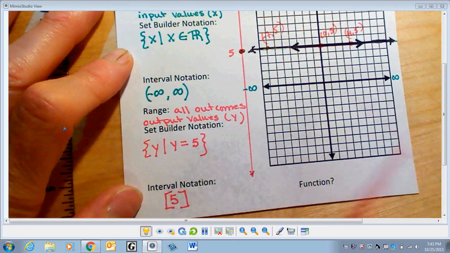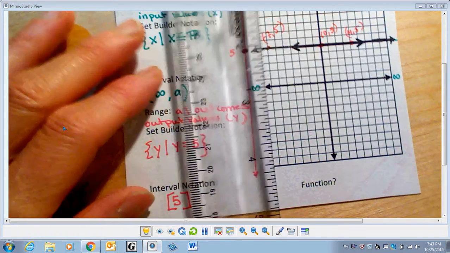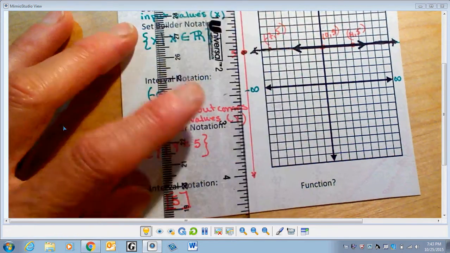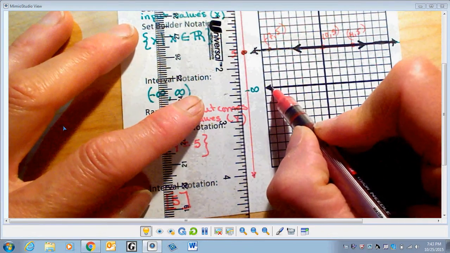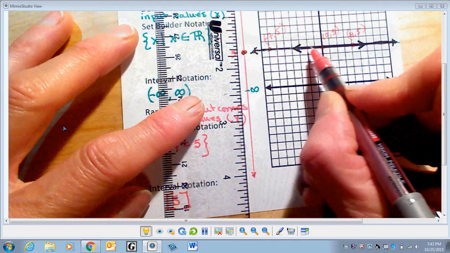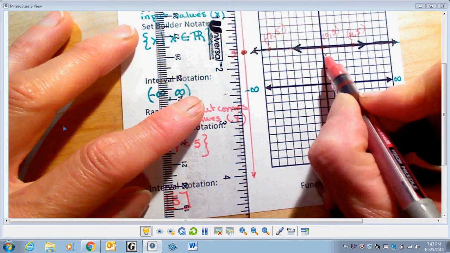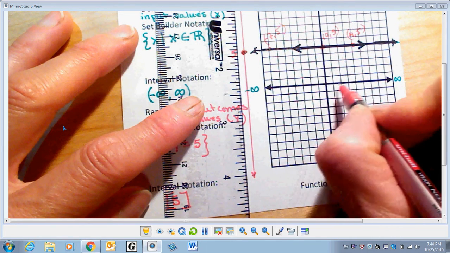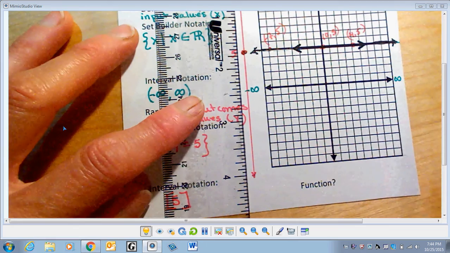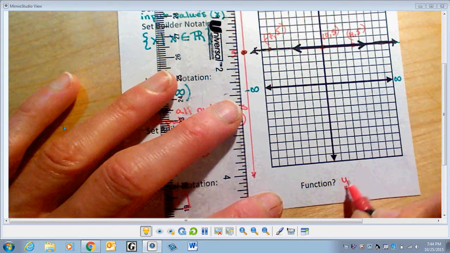And yes, this is a function. It passes the vertical line test for each input. Like if I look at negative 7, I only get one output of 5. If I put in 0, I only get one output of 5. If I put in 4, I only get one output of 5. So yes, this is a function.